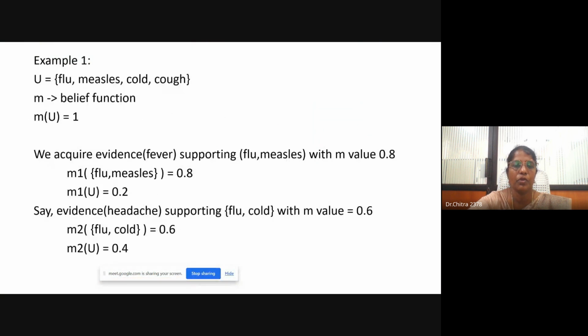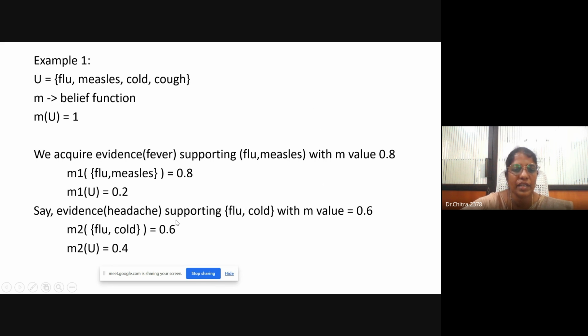Let's solve a small problem. Example 1, where the uncertainty is flu, measles, cold, and cough, and M stands for belief function. The belief function of all possibilities is 1. We require evidences. For this problem, it's given that the first combination M1 is flu and measles, 0.8, and then uncertainty is 0.2. This is the belief, and M1 of U equals 0.2.